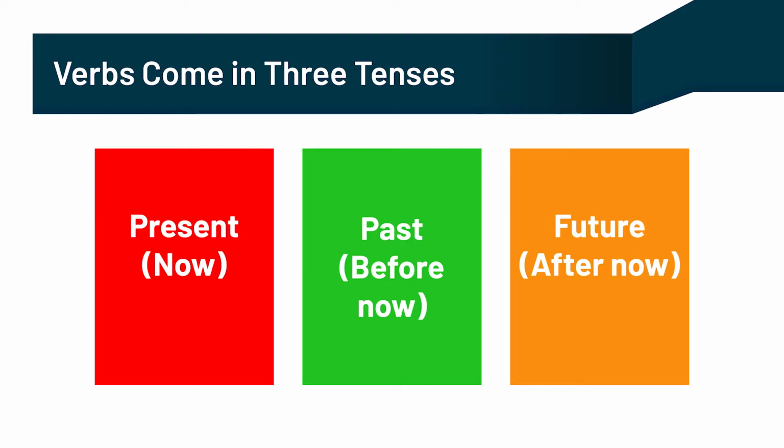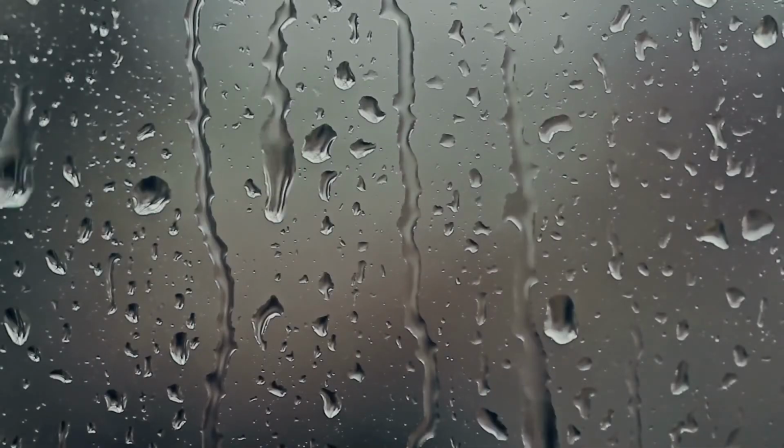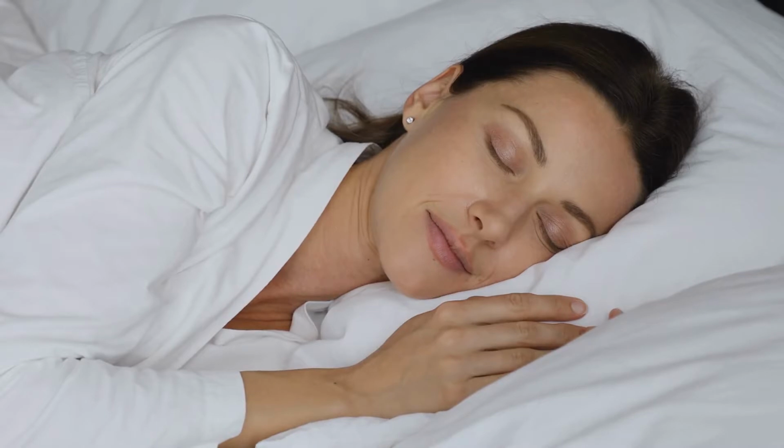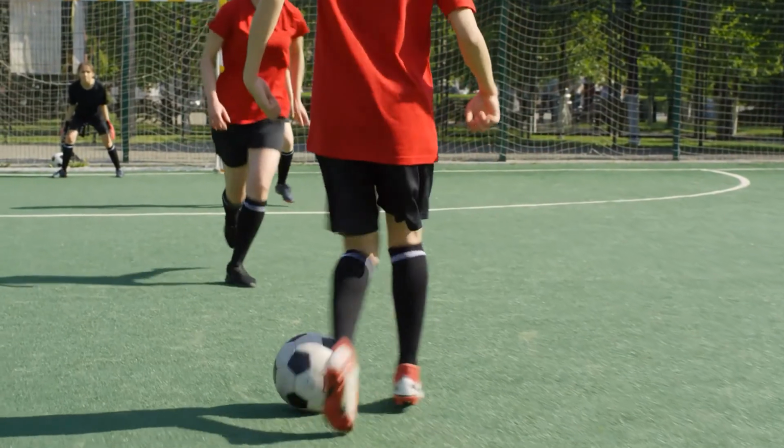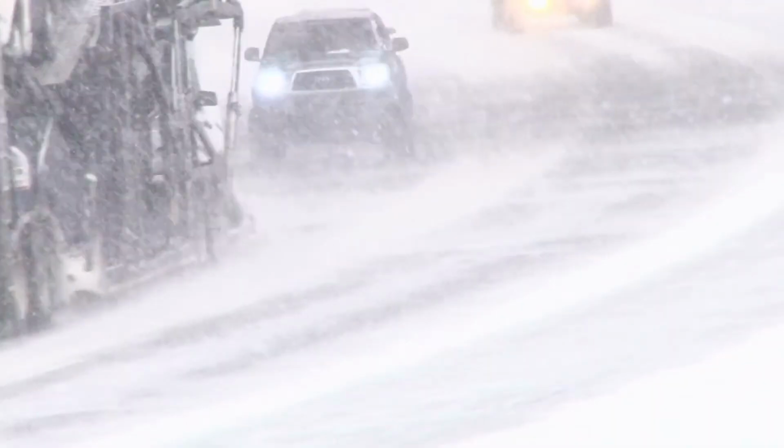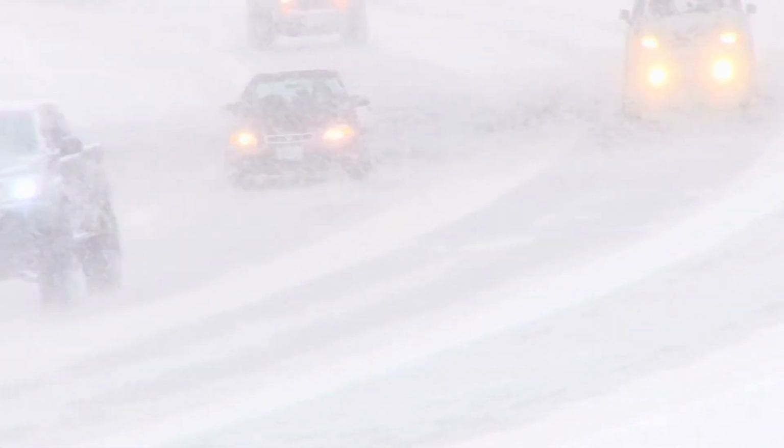The past tense describes what has already happened. It rained yesterday. I slept well last night. Susie played soccer last weekend. The weather was bad last Christmas.